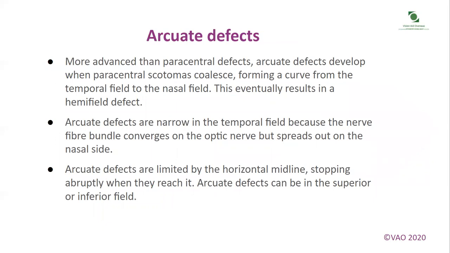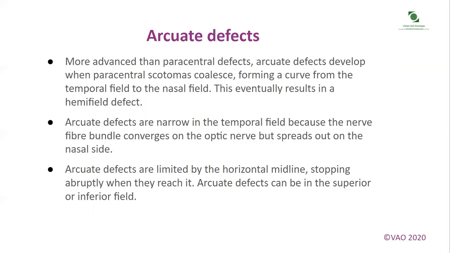Arcuate defects. More advanced than paracentral defects, arcuate defects develop when paracentral scotomas coalesce, forming a curve from the temporal field to the nasal field. This eventually results in a hemifield defect.